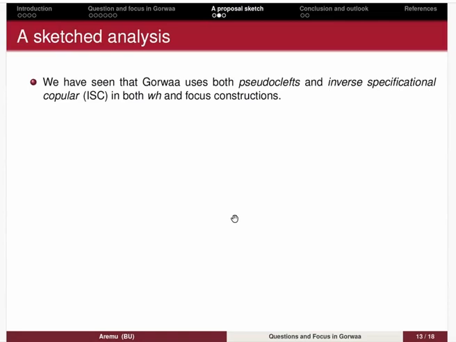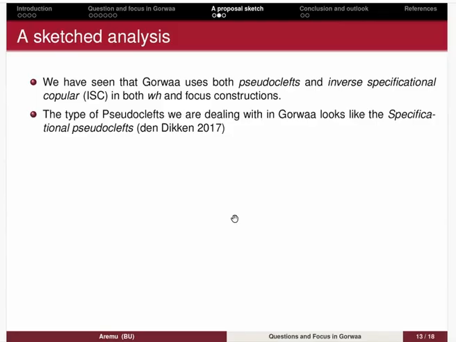So we've seen Gorwaa uses both pseudo-cleft and inverse specificational copular, right, in both constructions. And I want to point out here, because in the literature, there is a lot of controversy and debate on the different types of pseudo-cleft, right? And what I believe we are seeing here is that of specificational pseudo-cleft. So there's also the predicational pseudo-cleft, but as far as I know, with the little data we have, it seems that we have a specificational pseudo-cleft in Gorwaa, and I'm going to show you why I believe so.